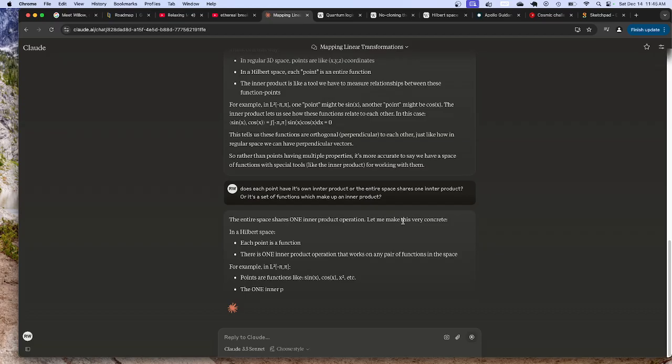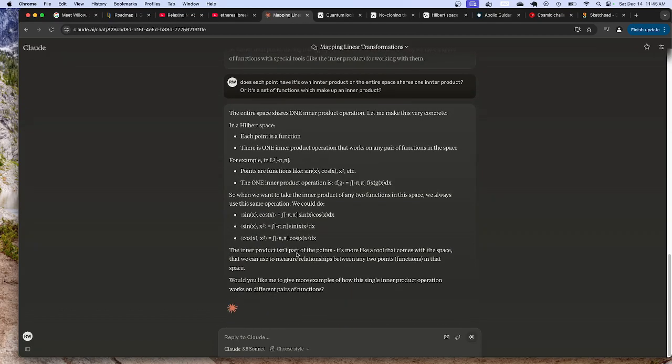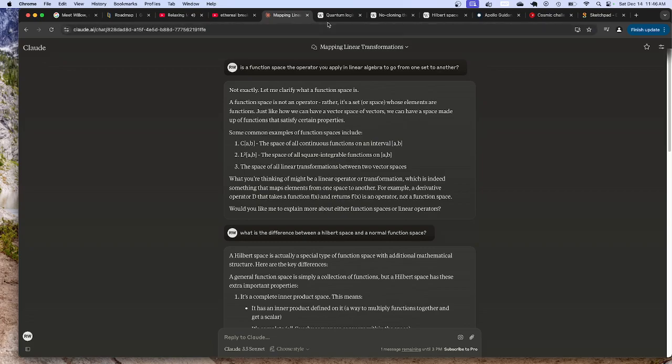Let's use one inner product operation. Let me make this very concrete. In Hilbert space, each point is a function. Let's take the inner product of any two functions in the space. We always use the same operation. Okay, I got it. That makes sense.